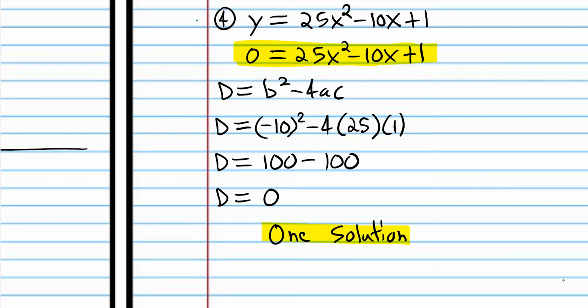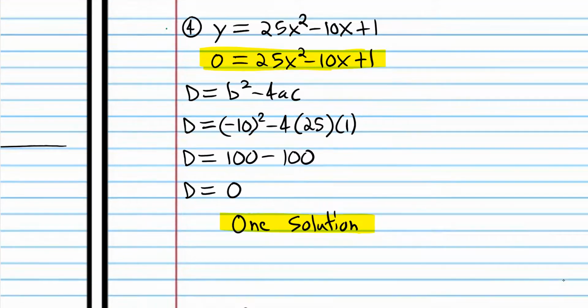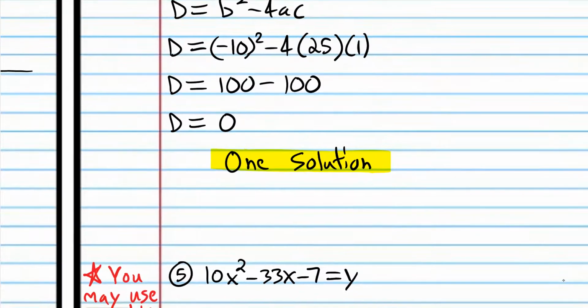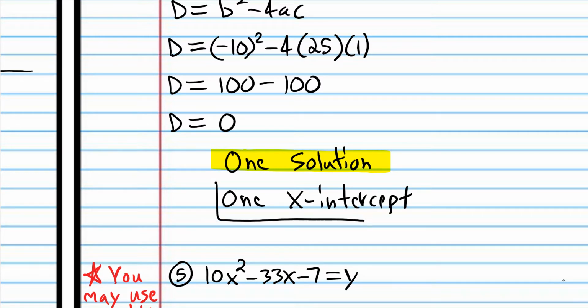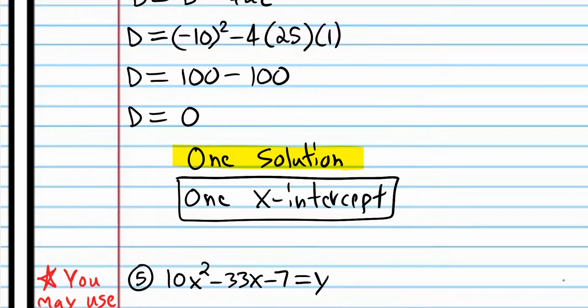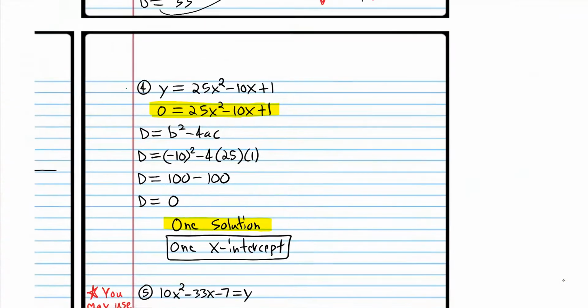That means there's one x value that will make y 0. But if there's one x value that will make y 0, that means there's one x-intercept. And that's really the final information that we're looking for. We're trying to figure out how many x-intercepts there are.